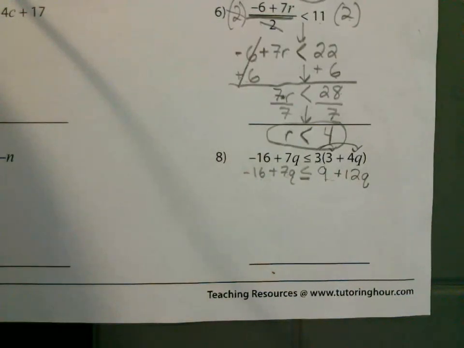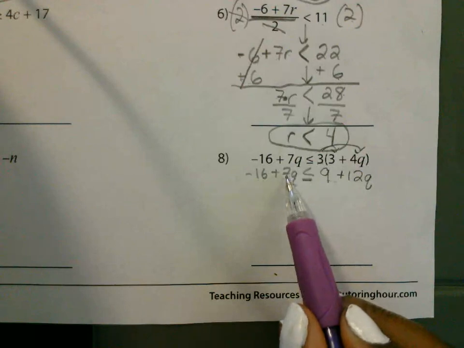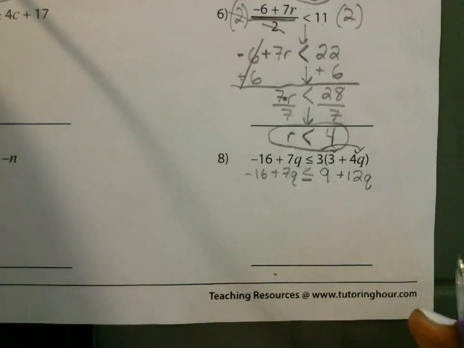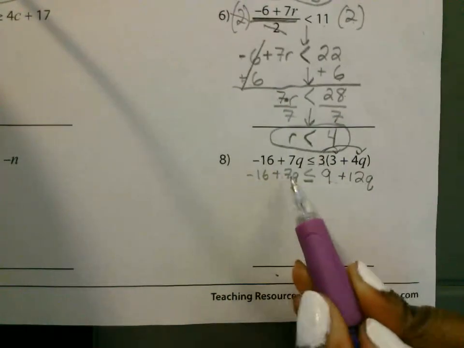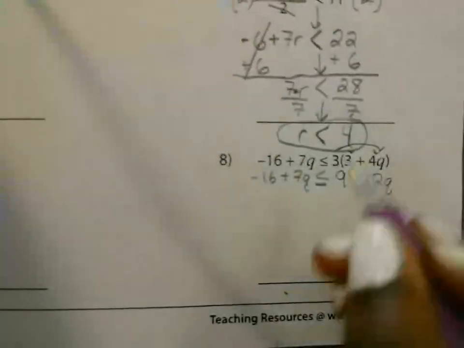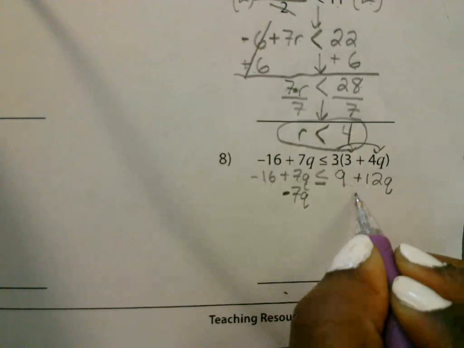So now I'm going to move the variable to the same side. Okay? It doesn't matter which one I move. Which one do you prefer to move? Do you want to move the 7Q or the 12Q? Which one do you want to move? 7. What's the opposite? Thank you, Miss Peaches. What's the opposite of adding a 7Q? Subtracting it. So we're going to subtract 7Q on both sides.